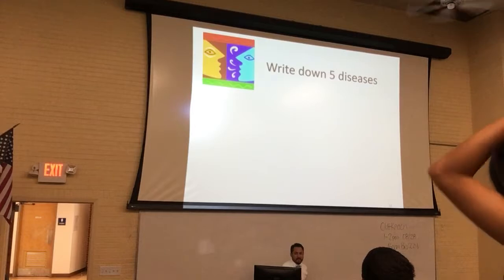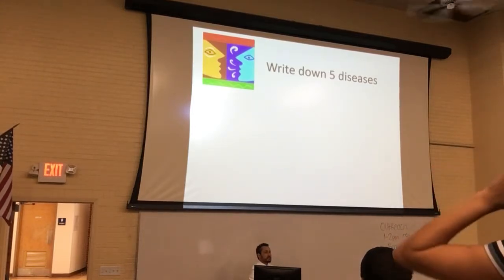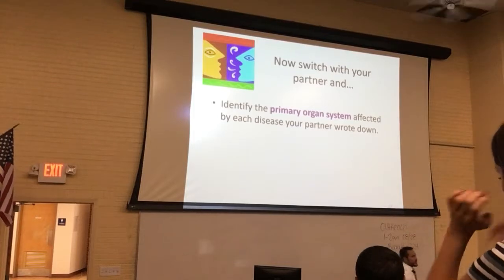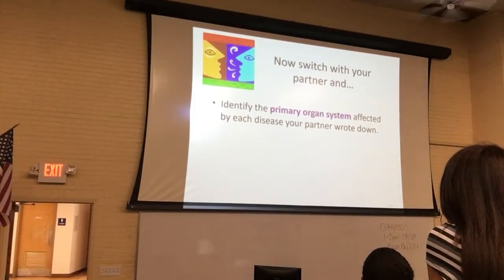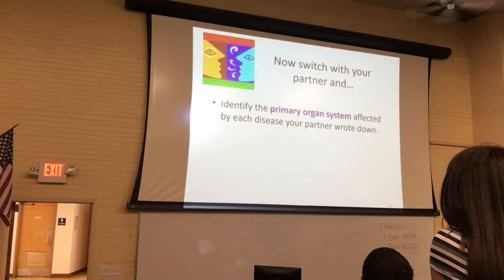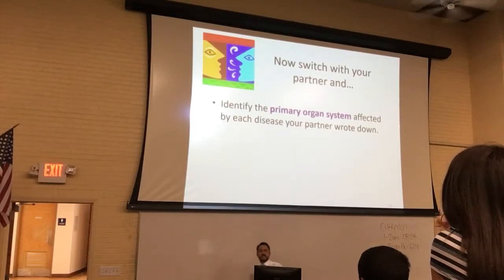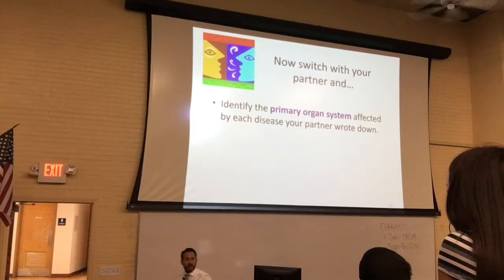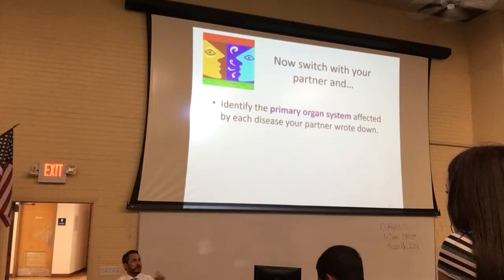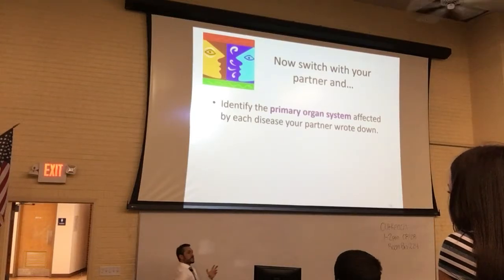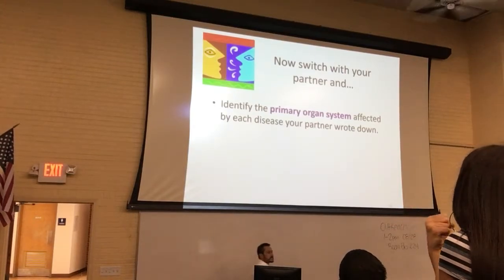What would be valuable, I think, just as a review, next week, before the following week, I would actually encourage you to write down the primary organ system that's affected by each disease that you have on your paper. The 5 diseases. Write down the primary organ system that's affected. If there's multiple, go ahead and list them.